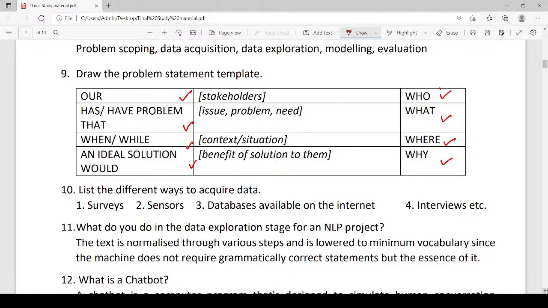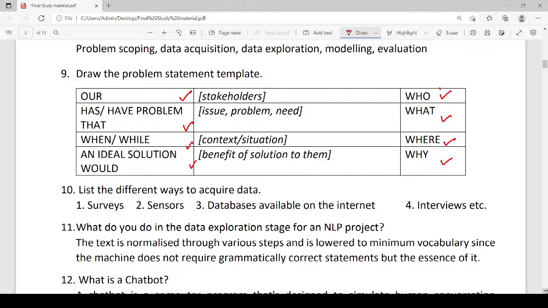So the normalized text is lowered to a minimum vocabulary, since the machine does not require grammatically correct statements, but it needs only the essence. What is the gist? What are the main words that are required? So that is what is done in the data exploration stage. Now, I am not going to be asking questions about modeling or evaluation. We are going to go through it in detail after a few questions.